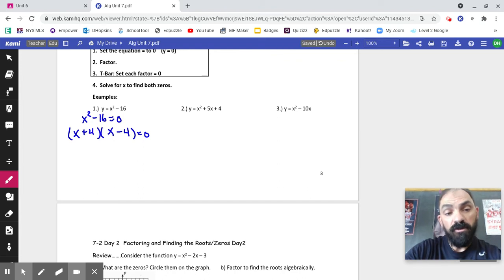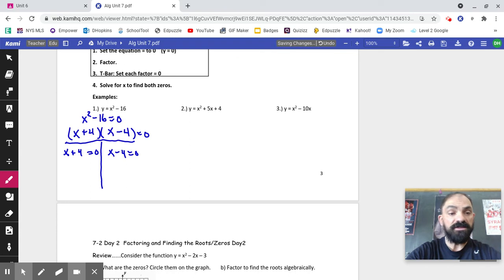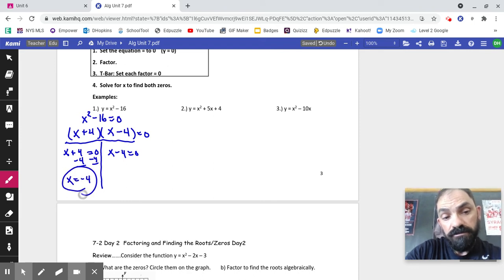Step 3 says t-bar. What that means is split the factors. So it kind of looks like a T. So we call it a t-bar. And set each piece equal to 0. So I have x plus 4 equals 0. And then on this side, it's x minus 4 equals 0. And then I'll solve for x in each case. So subtract 4, x equals -4. And over here, x equals +4.